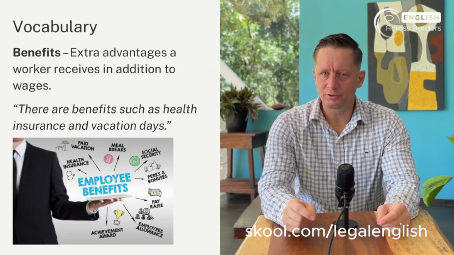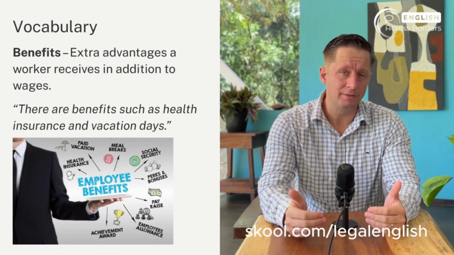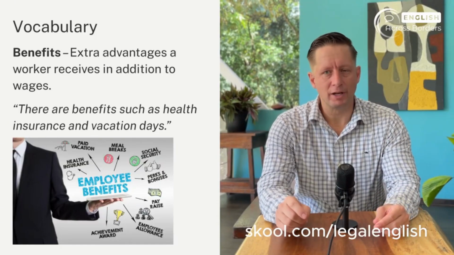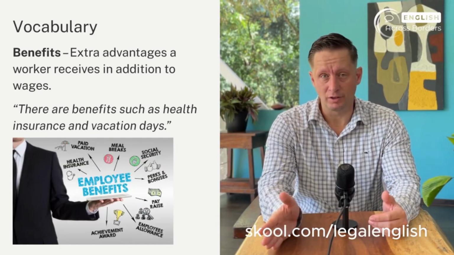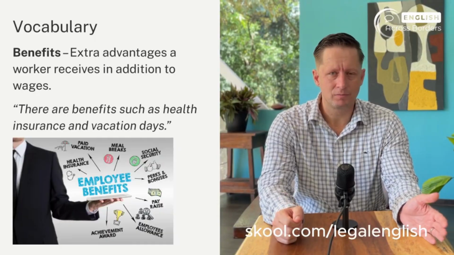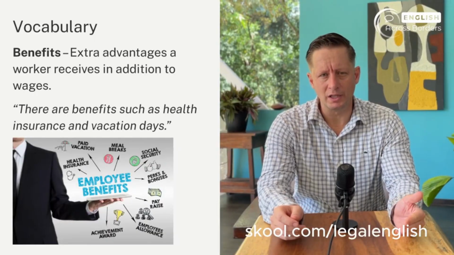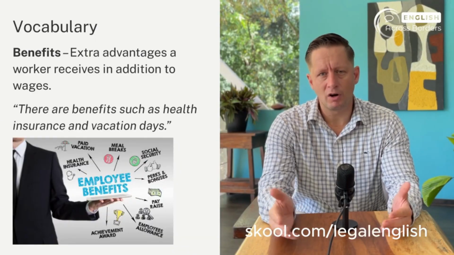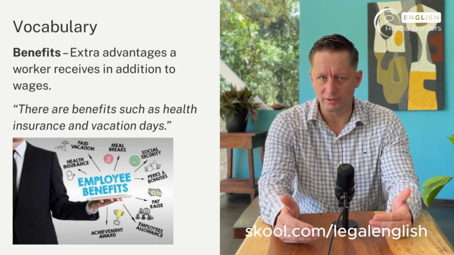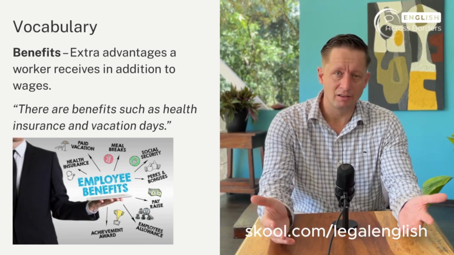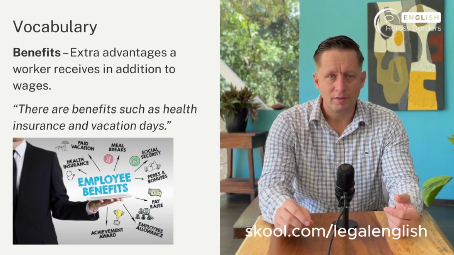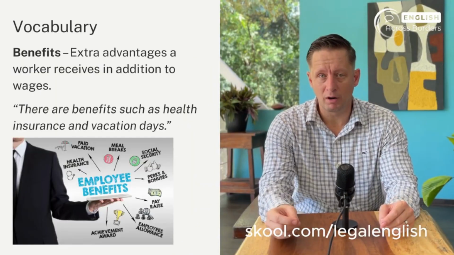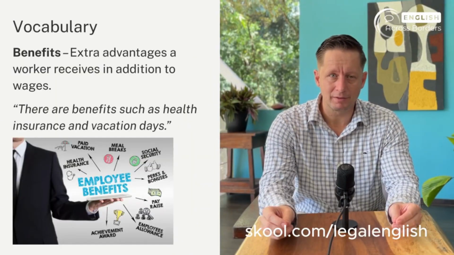Benefits are extra advantages workers receive besides their normal pay. For example, there are benefits such as health insurance and vacation days. Imagine a worker's wage is $500 per month, but the company also gives health insurance, paid vacation, and lunch at the cafeteria. These extras are benefits. Benefits are an important part of many job agreements.